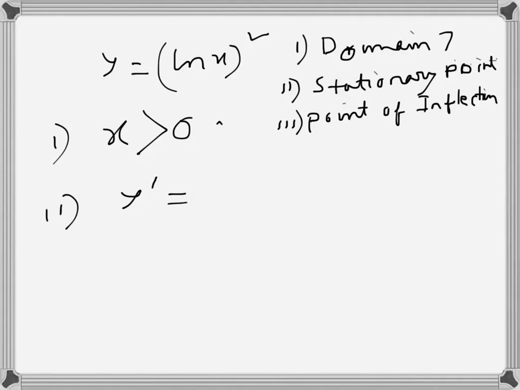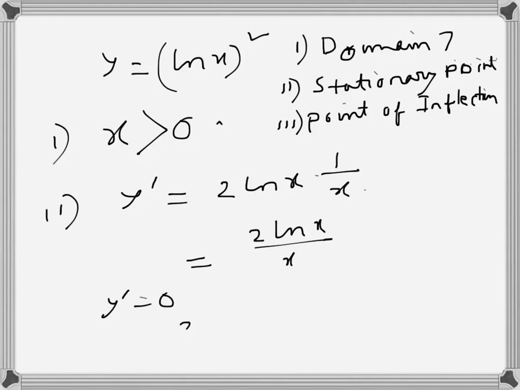and equate it to 0. So that's 2 ln x and then 1 over x, so 2 ln x over x, that's the first derivative, and it will be 0 at the stationary point. So 2 ln x over x is equal to 0. That means 2 ln x is equal to 0, so x is equal to 1.